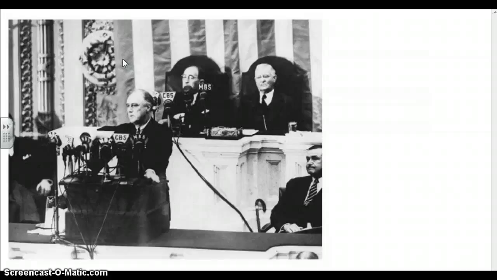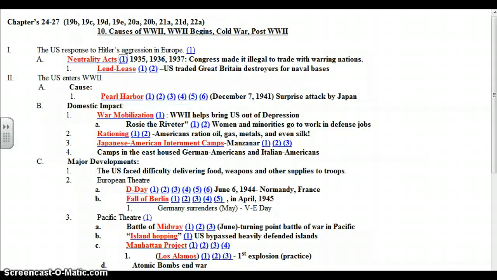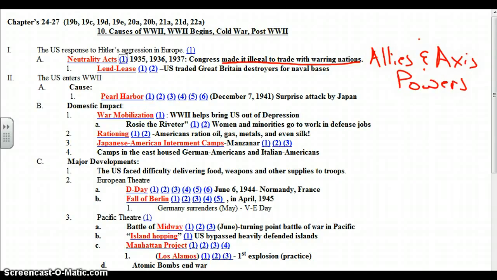So what they agreed to do at first is they passed what were called the Neutrality Acts from 1935, 1936, and 1937, which made it illegal to trade with warring nations. That included the Allies, and that included the Axis powers. Both groups were excluded from trade.